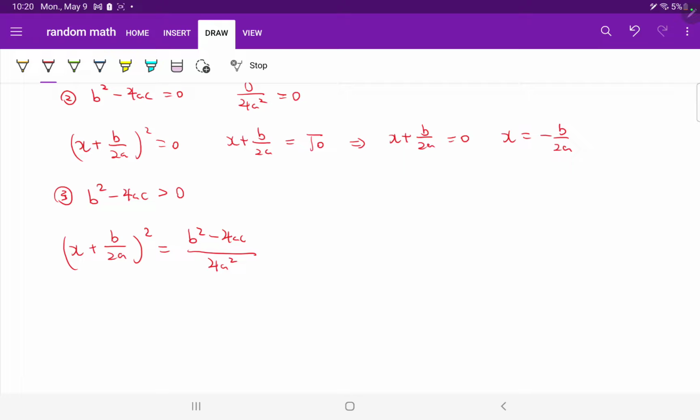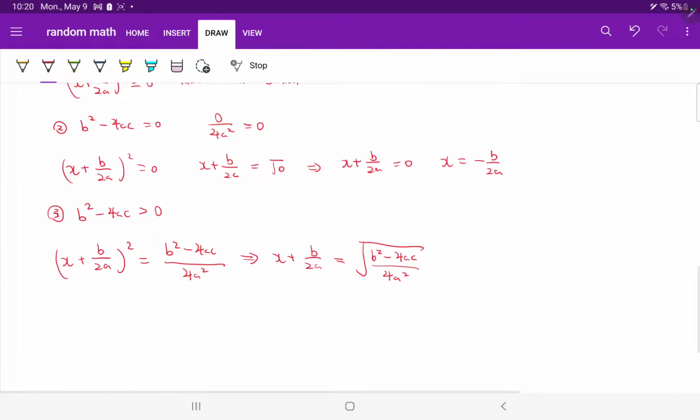We solve this by getting rid of this square first. To do that, we need to take the square root of the whole right side, because we want to get rid of the square on the left side. So this becomes x plus b over 2a equals the square root of b squared minus 4ac over 4a squared. So we got rid of the square on the left side by square rooting the right side, right? And then what is the next step? The next step is to solve for x.